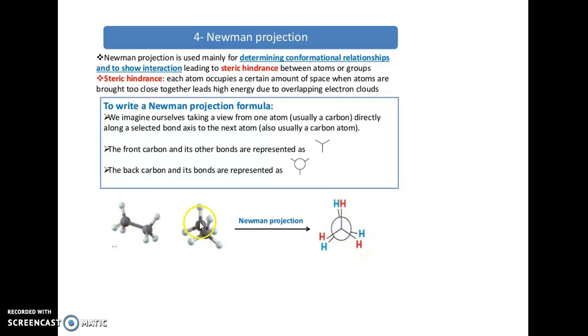Whereas for the back carbon, for the eclipsed form, this circle is the representation for the back carbon, and this is one carbon-hydrogen bond, this is the second carbon-hydrogen bond, which is for the back carbon, and this is the third one. So this is how we represent a Newman projection. This is for the eclipsed form. Similarly, you can try for the staggered form also.